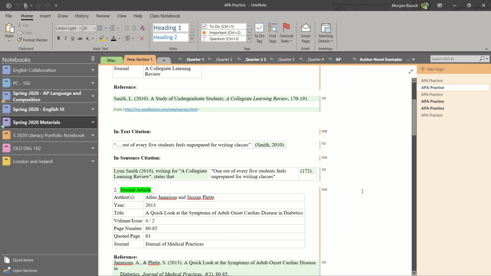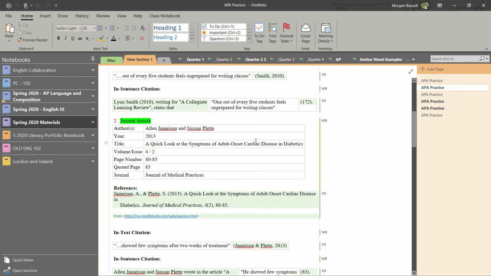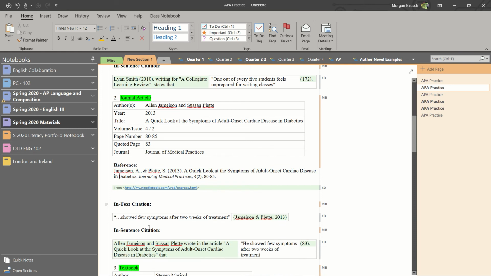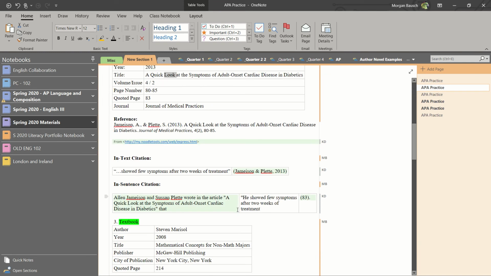So on this one down here, we have another journal article, but this time there are two authors. This person chose to use Noodle Tools Express again. They even tried to kind of get a hanging indent, which is fine. It's not required for using it in OneNote because it's nearly impossible to do that. And then we have their in-text citations and in-sentence citations. So we have two names. We have the year, article title, all this stuff down here. All right. We have last name, 2013. Excellent. So this is correct.